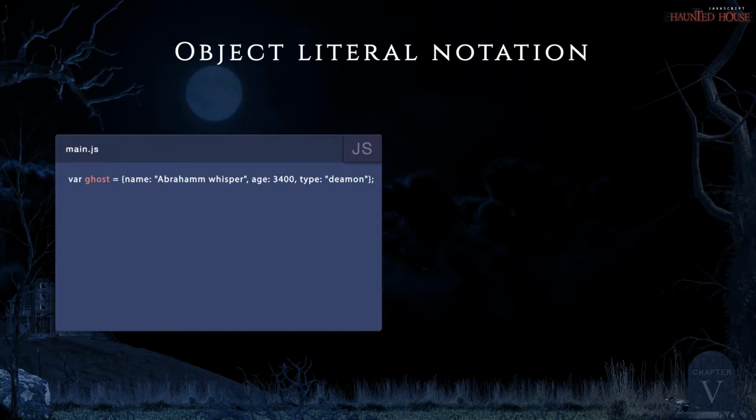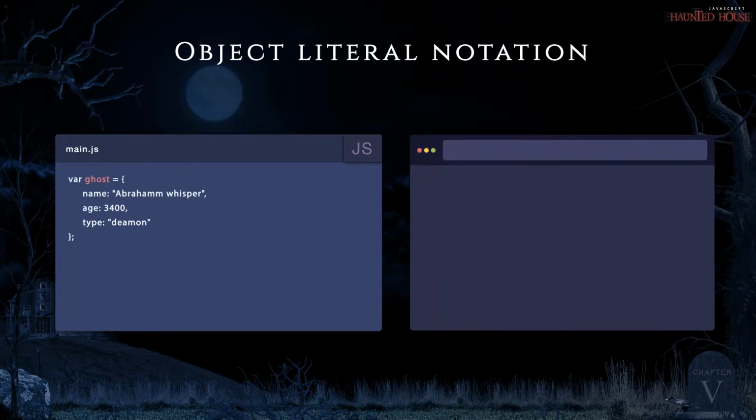We can also declare our object in multiple lines. To access the object's properties, use the name of the object, dot, the property that we want to access. To change the value of a property, we just assign a different value to it, in the same way we would do with a regular variable. Let's call object.property and change the value.